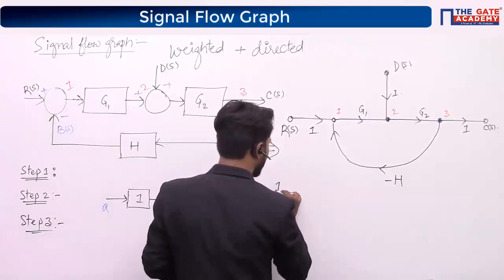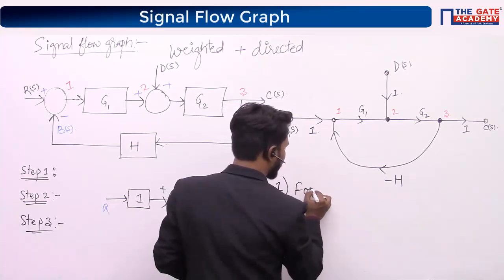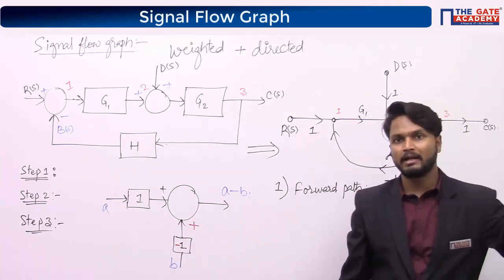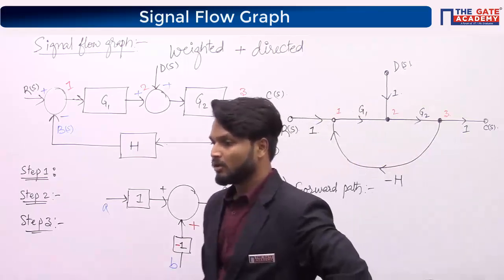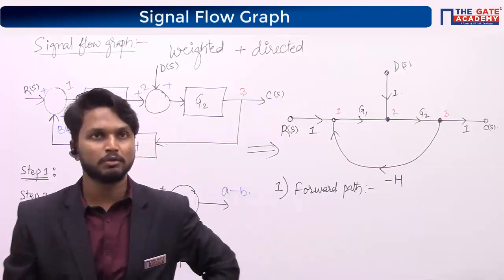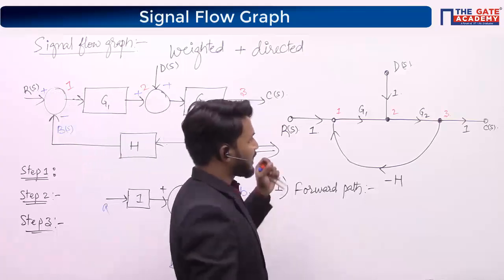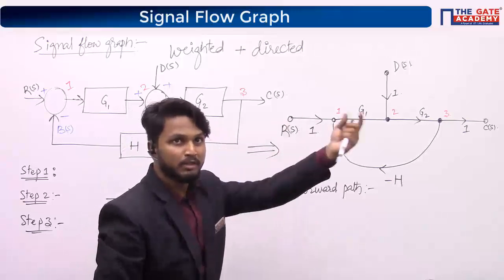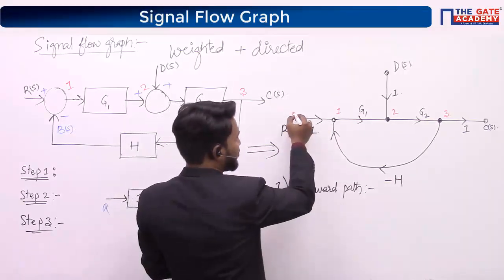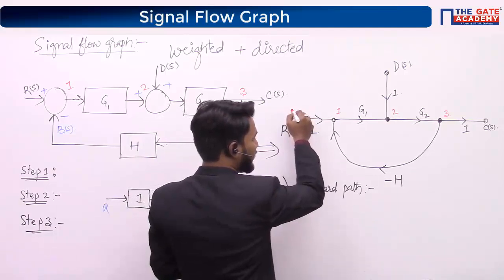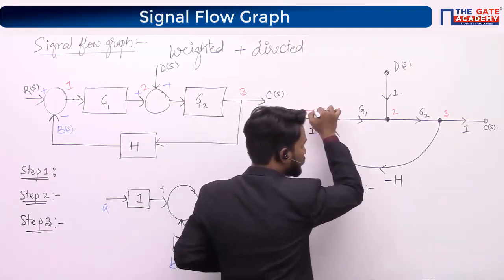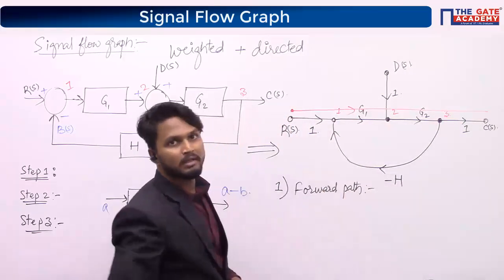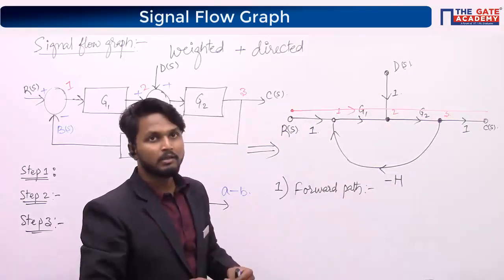The first definition is forward path. It is a path connecting the input node and output node, in a direction from the input towards the output. It is a path which starts at the input and goes in a direction from the input to the output like this. This is a forward path.